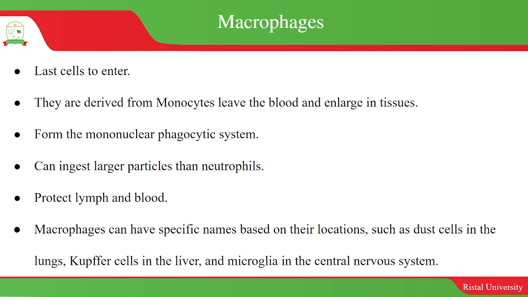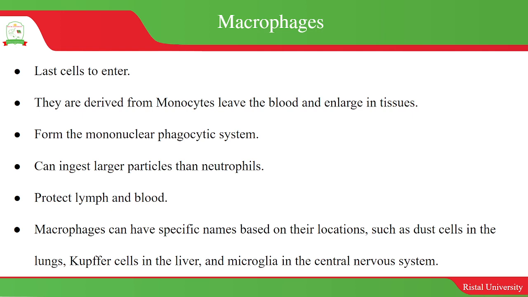So they come from monocytes. Like I said earlier on, monocytes become macrophages in tissues. So they leave the blood and enter the tissue, become macrophages, and they form a system that we call the mononuclear phagocytic system. They are larger than the neutrophils, and they do protection within the blood and also the lymph, the lymphatic fluid.